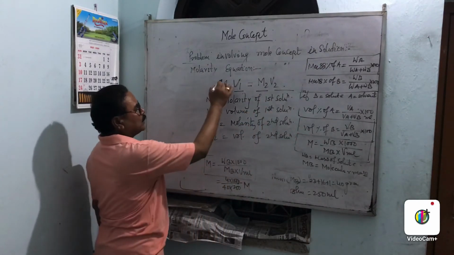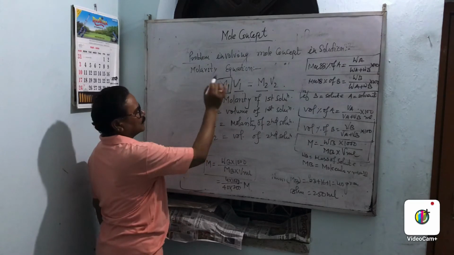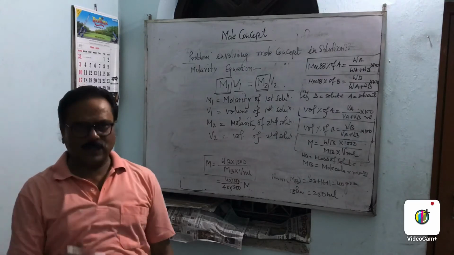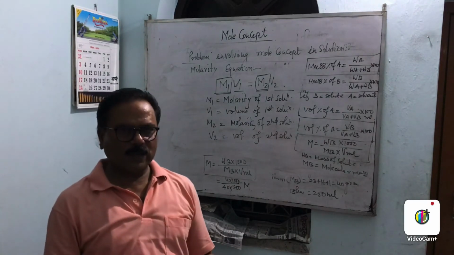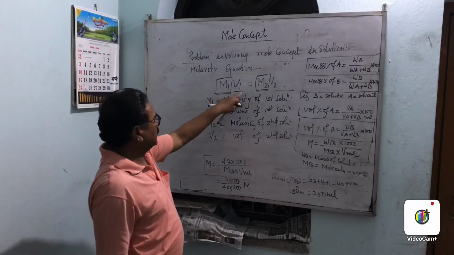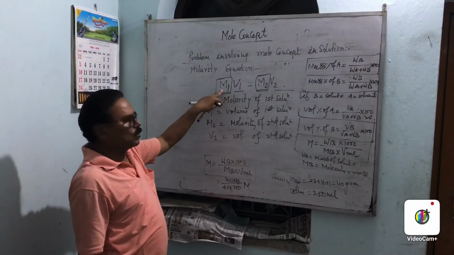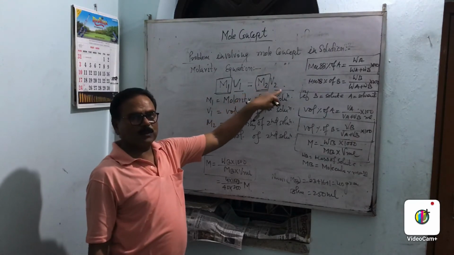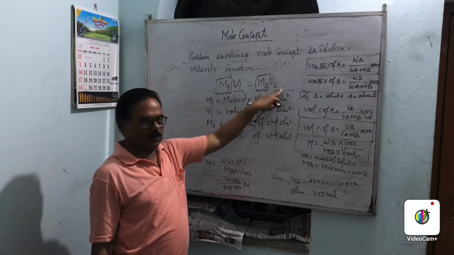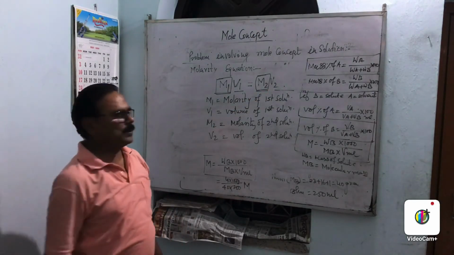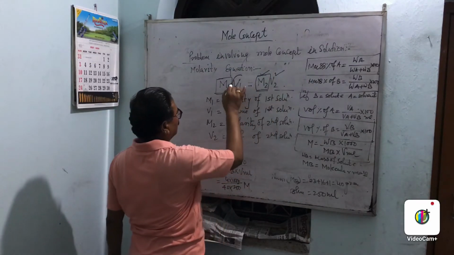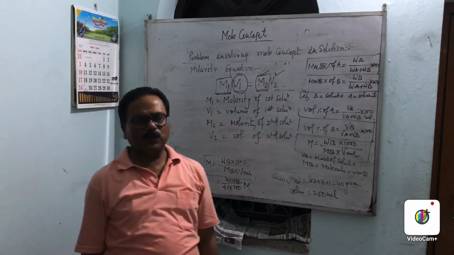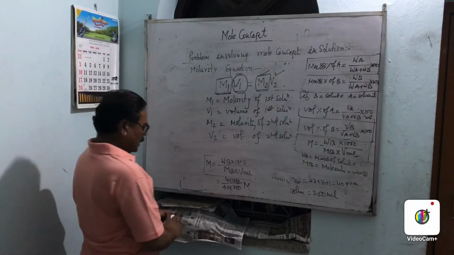So if the molarity of the stock solution is known, and the molarity of the second solution which is to be prepared is also known, and up to what volume we have to prepare it is also known, then how much solution is needed to prepare it, we can easily calculate. Right? Now another equation.